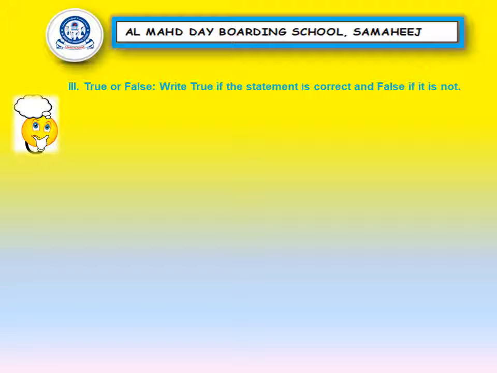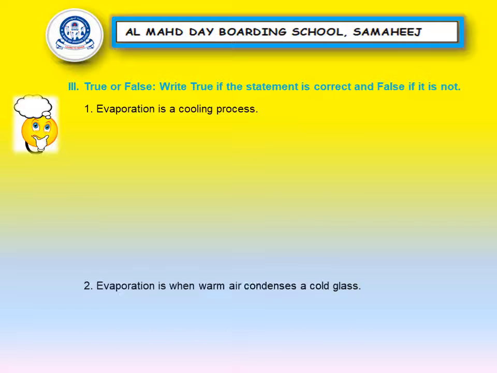For part 3 of Assessment number 2, true or false, you're going to write true if the statement is correct and false if it is not. For number 1, evaporation is a cooling process. Cooling process means removal of heat.